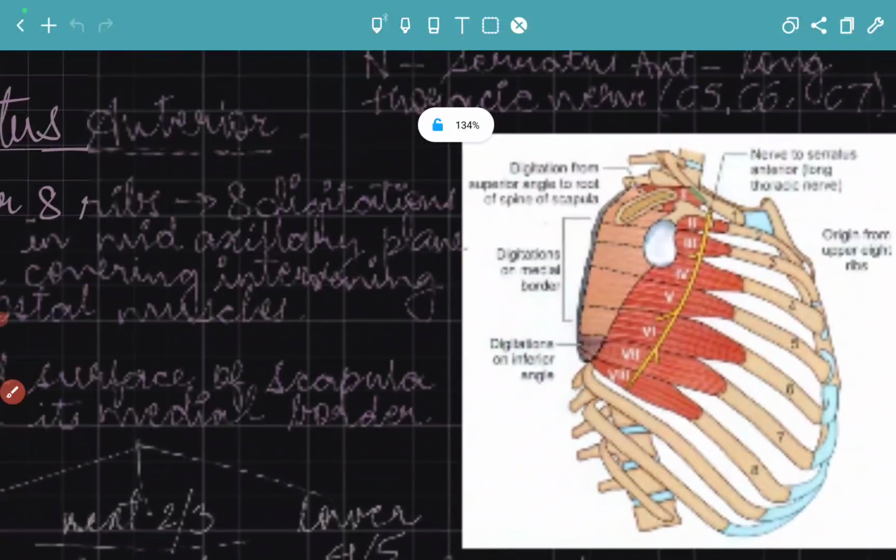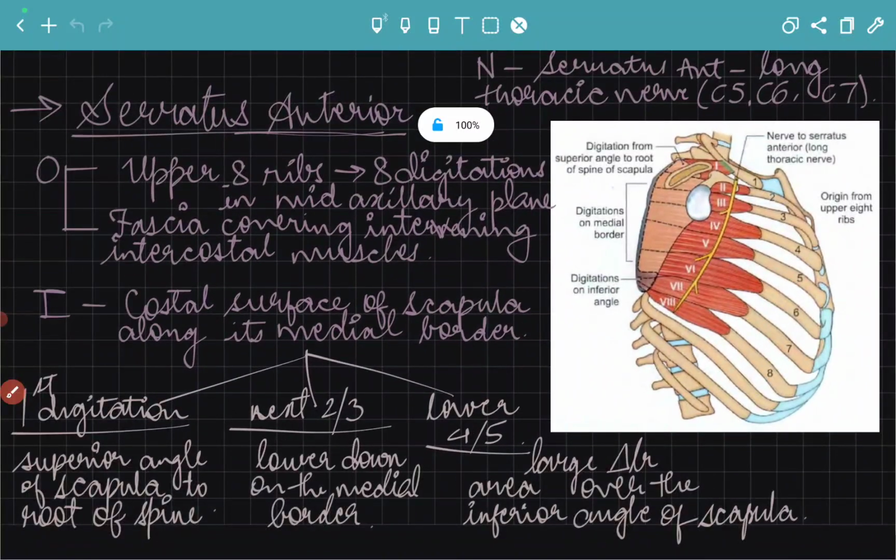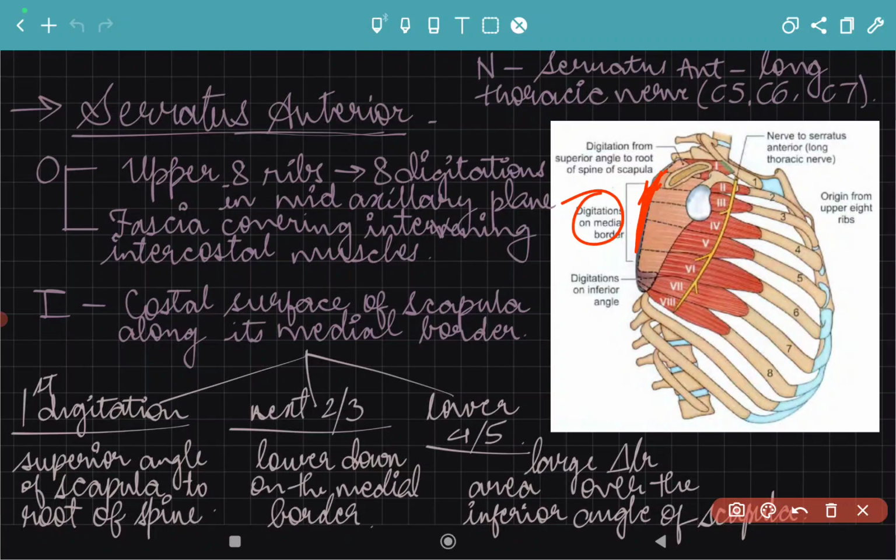Other than that, we can see digitations on the medial border. So next 2 or 3 digitations will be inserted on the medial border of the scapula, and the lower 4-5 digitations, 4 or 5 digitations, the lower ones, they will occupy this. We can see here the large triangular area over the inferior angle of scapula. So this is the inferior angle of scapula, and this large triangular area will be occupied by lower 4 or 5 digitations.